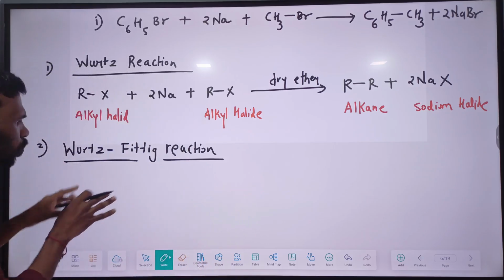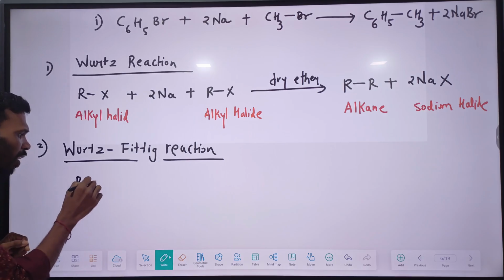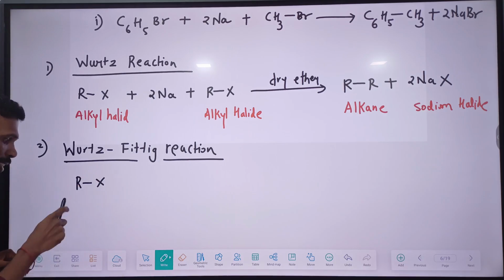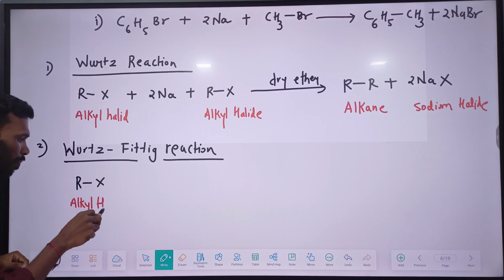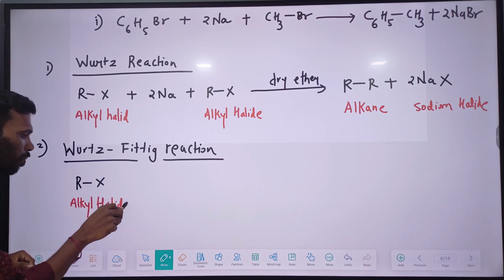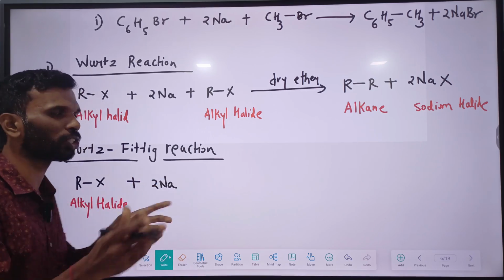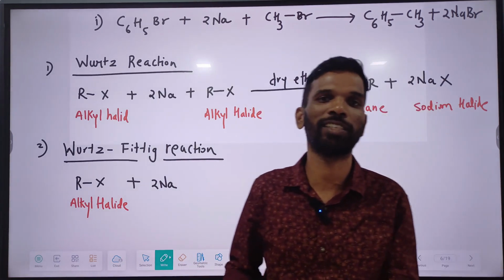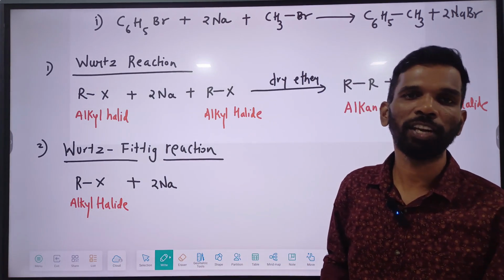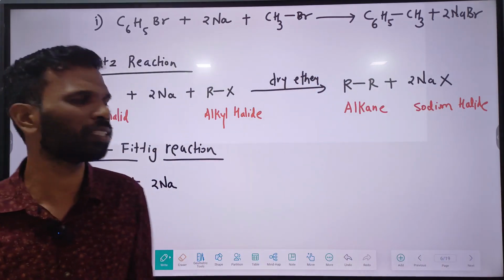So next is Wurtz-Fittig reaction. Over here, in the Wurtz-Fittig reaction, we have R-X, that is alkyl halide. Basically, these reactions are where we are testing the chemical reactivity of the alkyl halide and the aryl halide with the sodium metal, because sodium metal is highly reactive.